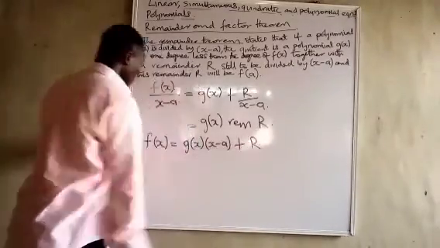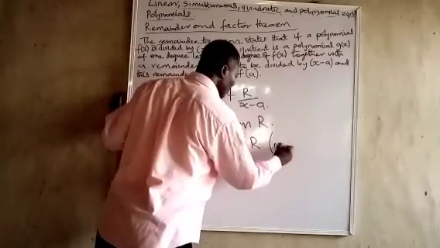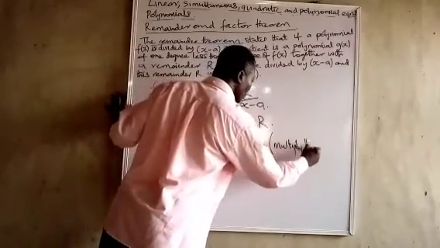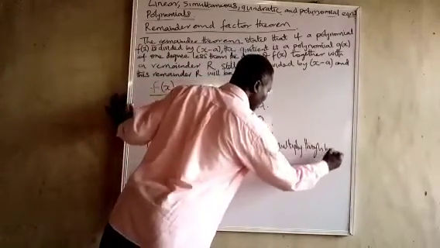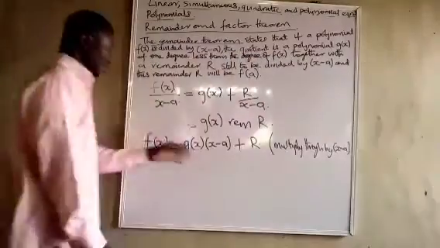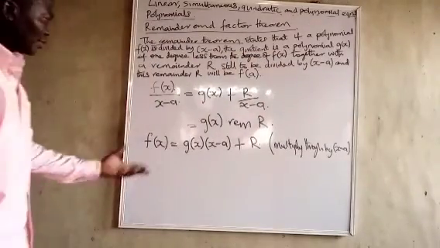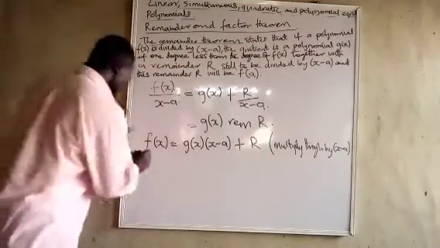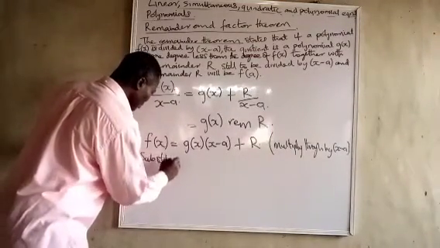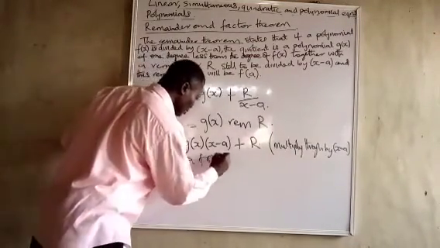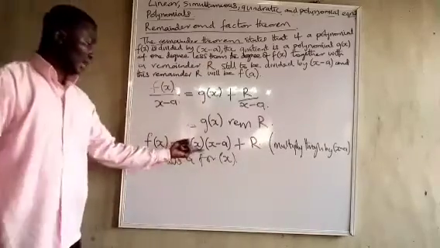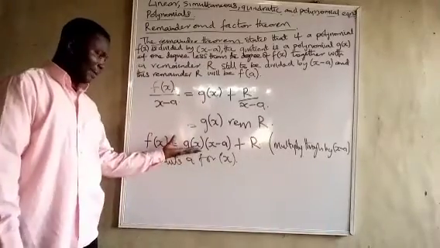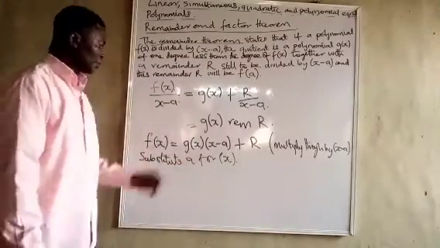You can see, that is after multiplying through by x minus a. Now let us substitute a for x into the expression. I don't know what this one will be, so I might not need to do that one yet, but let me do it here. What does that give me?